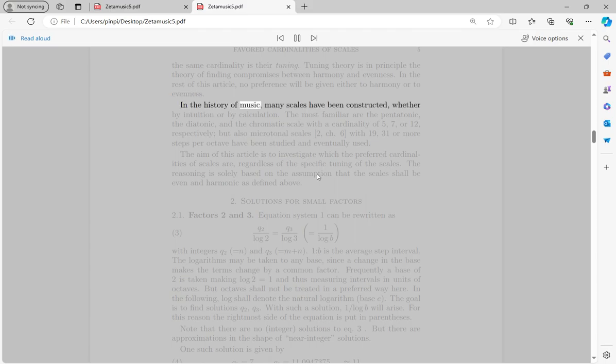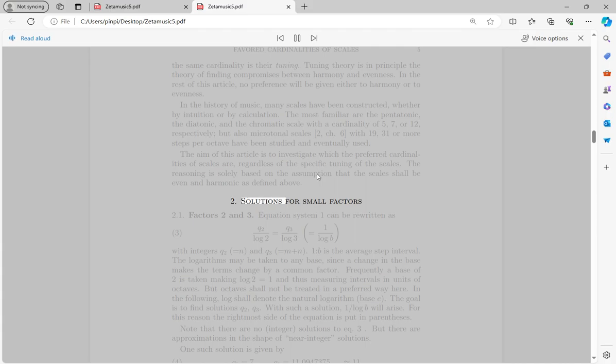In the history of music, many scales have been constructed, whether by intuition or by calculation. The most familiar are the pentatonic, the diatonic, and the chromatic scale with a cardinality of 5, 7, or 12, respectively, but also microtonal scales with 19, 31, or more steps per octave have been studied and eventually used. The aim of this article is to investigate which the preferred cardinalities of scales are, regardless of the specific tuning of the scales. The reasoning is solely based on the assumption that the scale shall be even and harmonic as defined above.